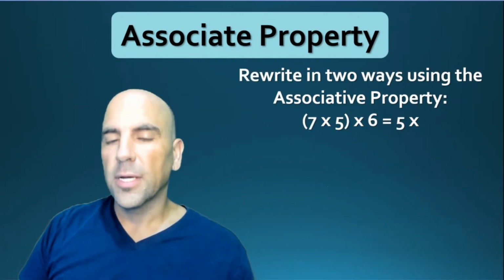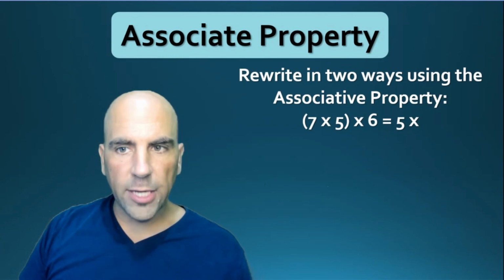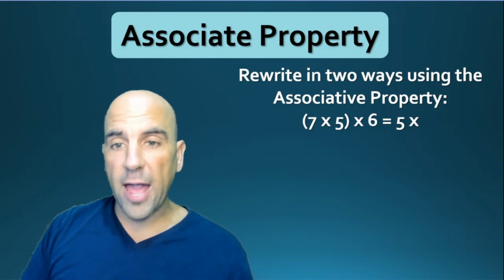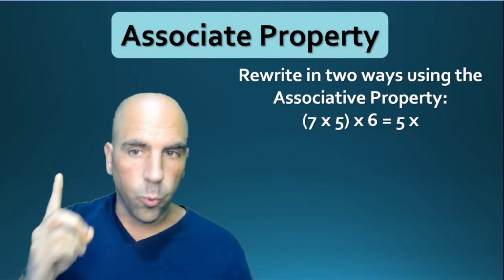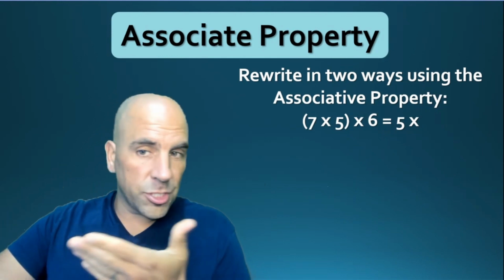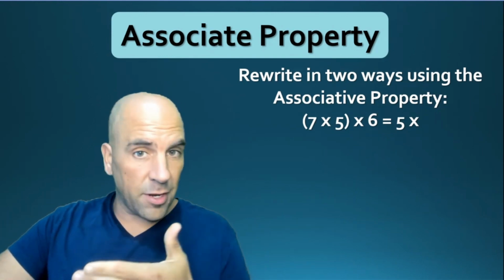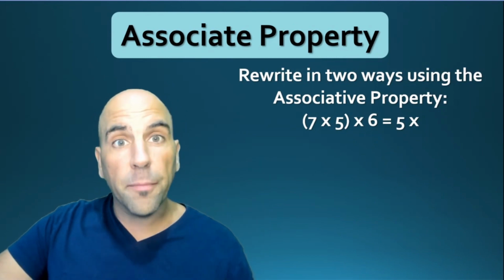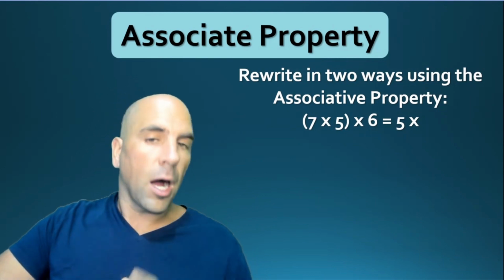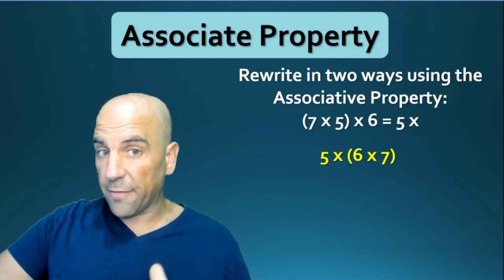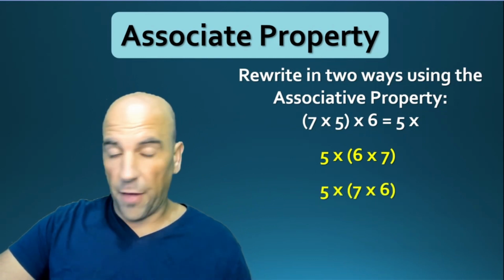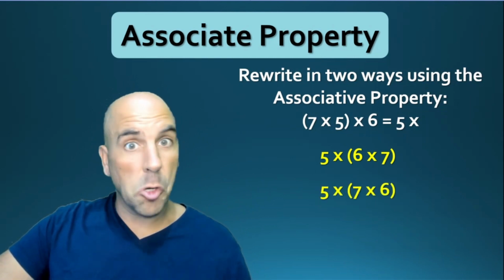Last one. Rewrite in 2 ways using the associative property. Well, it wants us to start with 5 both times. So you could do this one of 2 ways. We just really need to put 6 and 7 in opposite order and both will work. And we'll just put parentheses in different places and see what we come up with. All right. So first thing you could write is 5 times 6 times 7 or 5 times 7 times 6. Couldn't be easier.